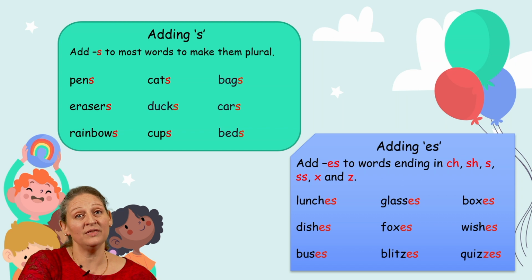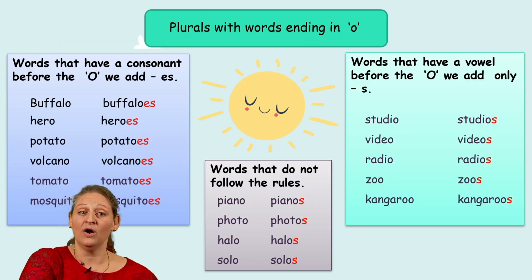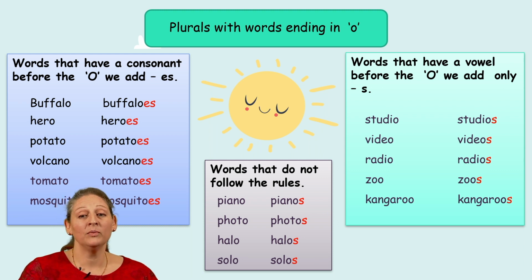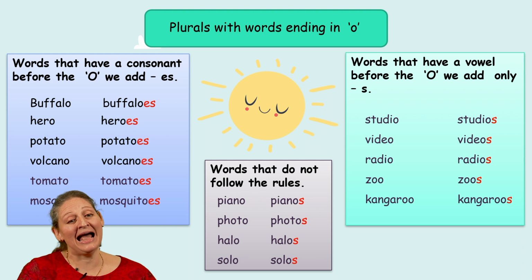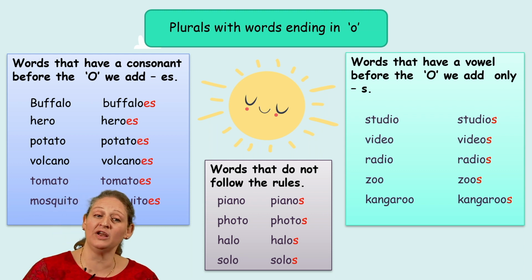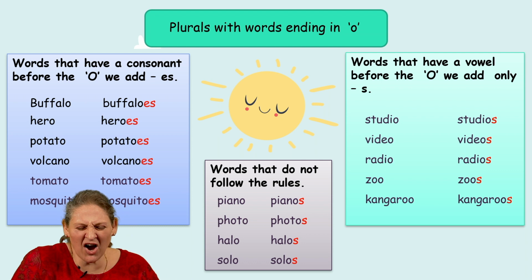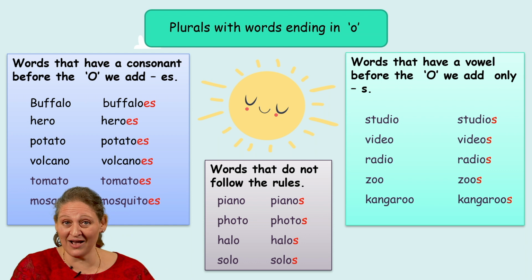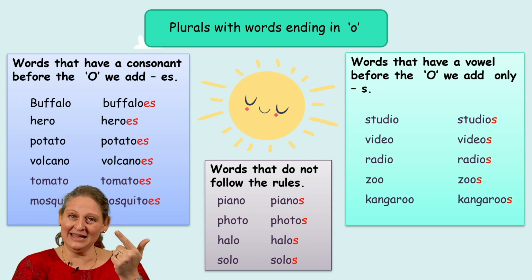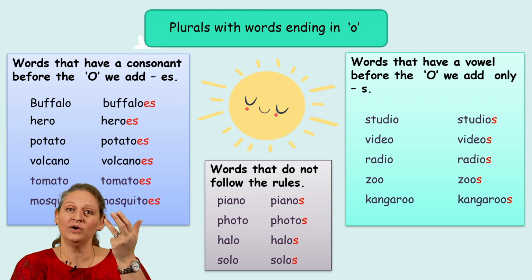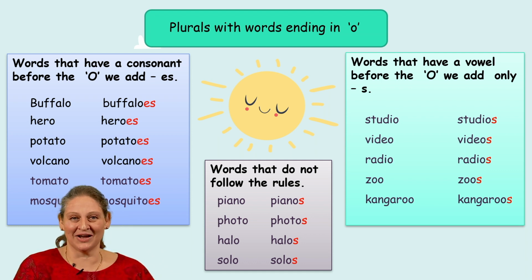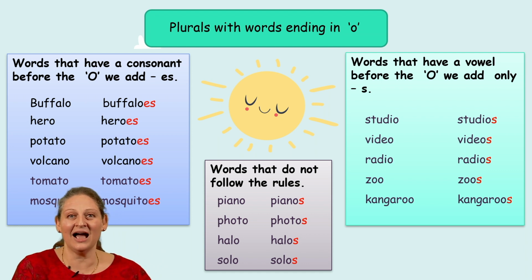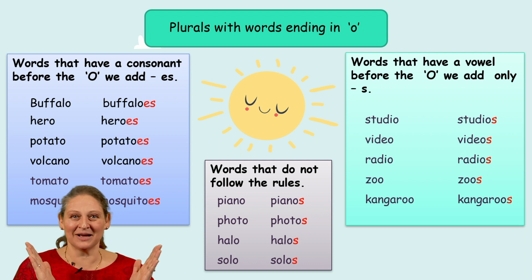Very good. Now there are some other words ending with O. How do we write words ending with O? If it has a consonant before the O, we add ES. What is a consonant? Well, first you have to know your vowels. What are the vowels? A, E, I, O, U. We learned this vowel song. You ready? The vowels are A, E, I, O, U. And sometimes Y.